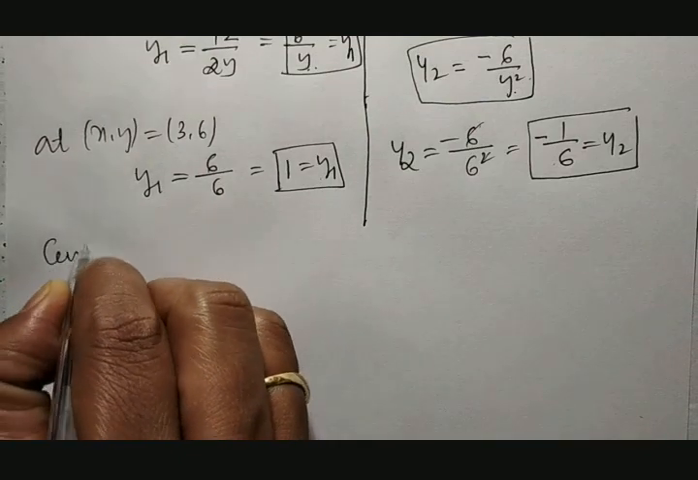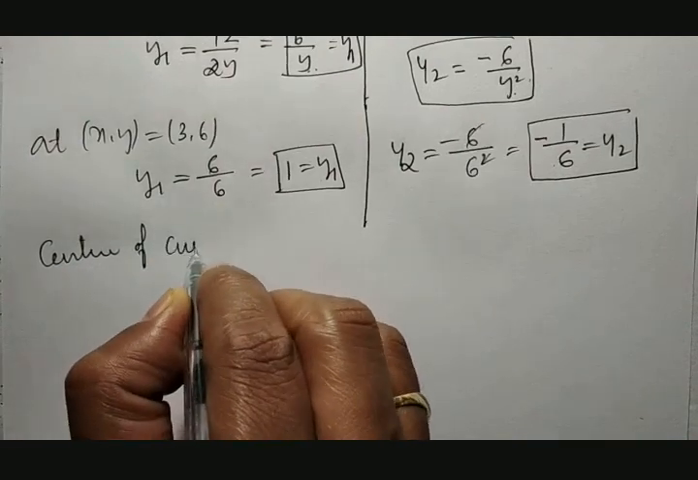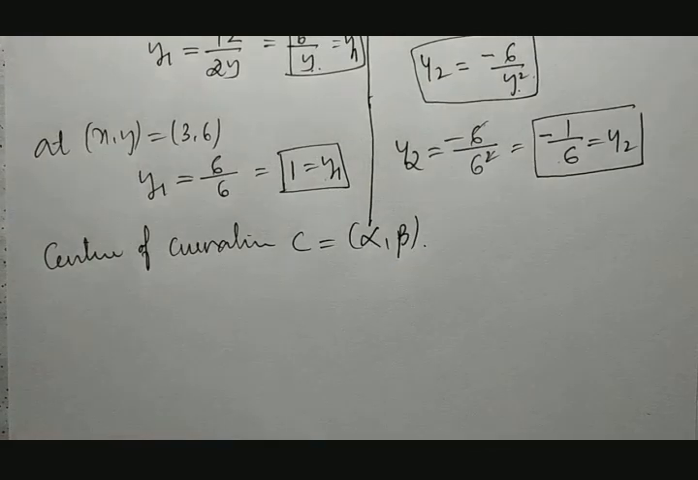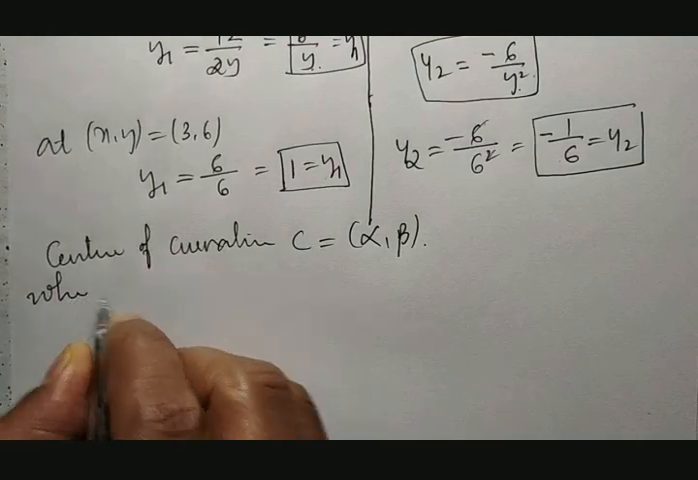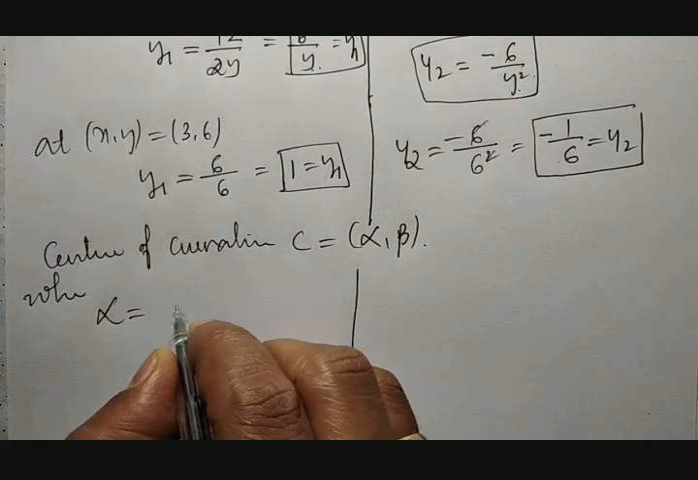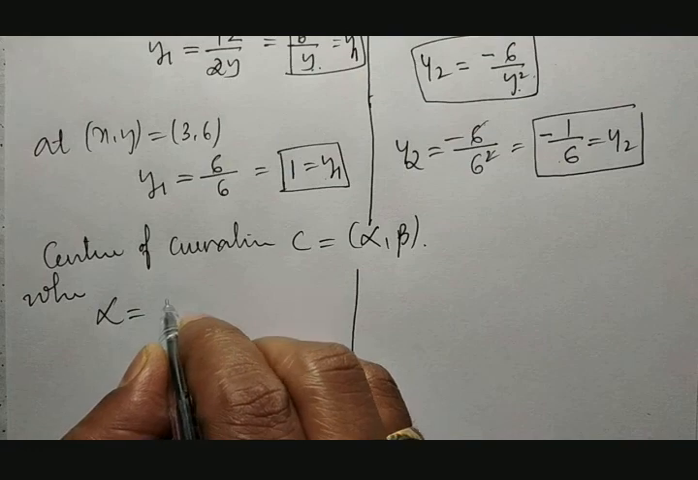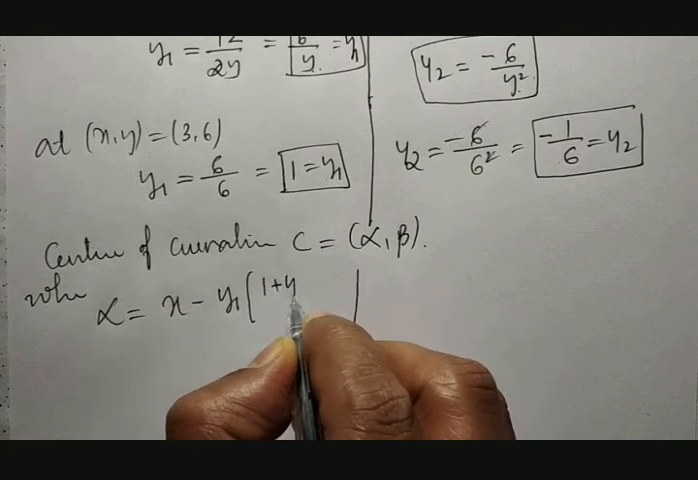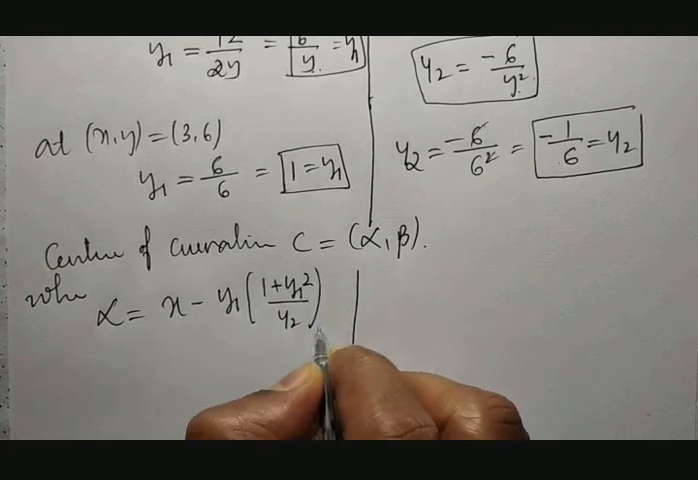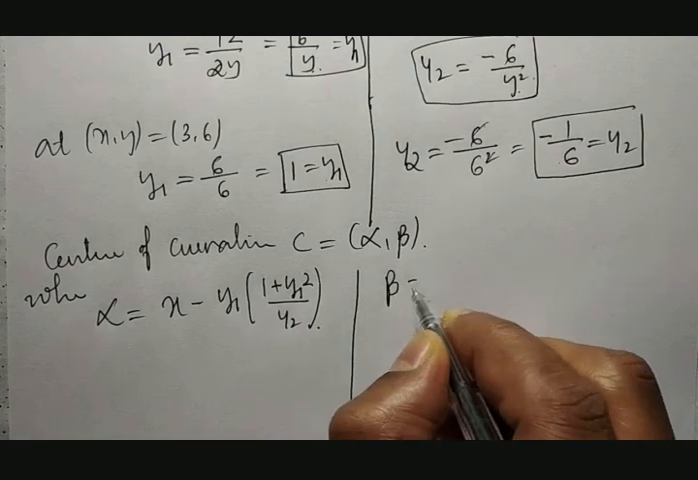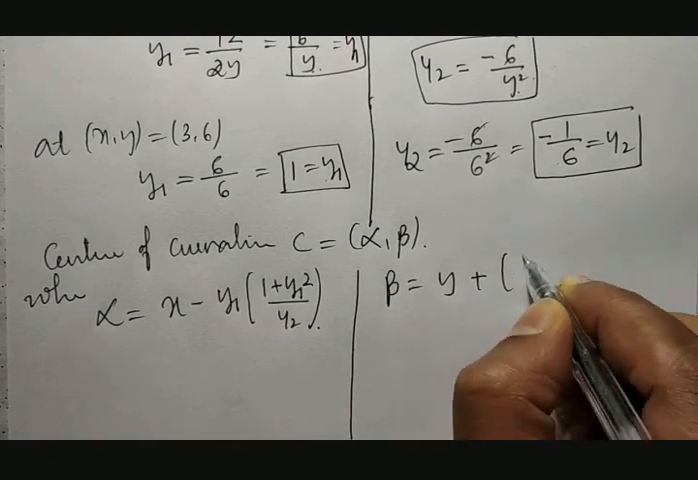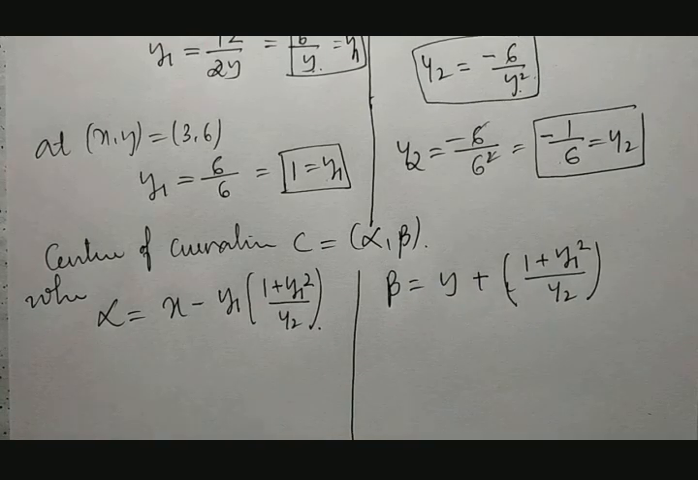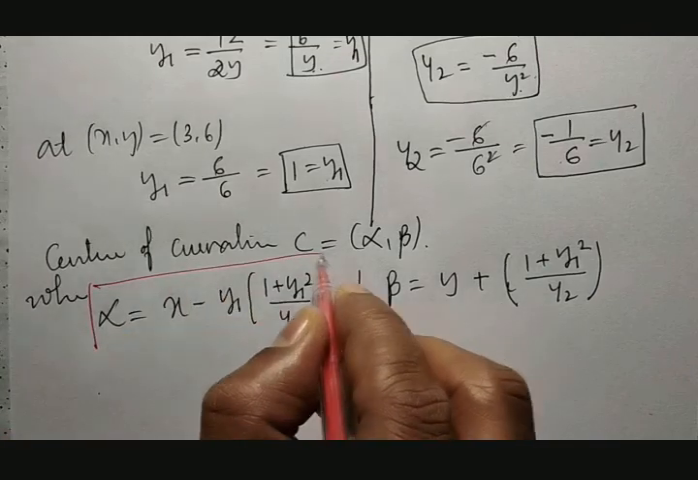Therefore, the center of curvature C is alpha, beta, where alpha is equal to, what is the formula for alpha? Alpha is nothing but x minus y1 into 1 plus y1 square divided by y2. Beta is equal to y plus 1 plus y1 square divided by y2. Okay, so these are the formulas.